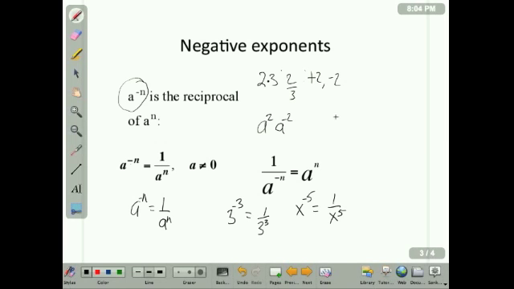Now let's take 3 to the negative second power divided by 2. Its reciprocal is going to be 2 over 3 to the second power. So you notice that I flipped the bases. The numerator now becomes a denominator, and the denominator becomes a numerator. And this negative sign, which was negative in the numerator, is now a positive in the denominator.